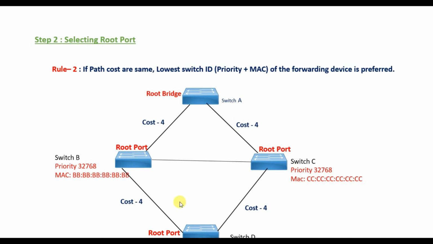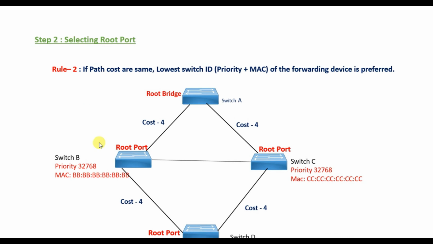For example, if I had used a Fast Ethernet link on this side and a Gigabit Ethernet link on this side, then my cost would be 4 here and 19 there. In that scenario, rule 1 would be applicable, and I could choose this port as the root port. But in this scenario, I have used Gigabit Ethernet on both sides, so the cost is the same. So rule 1 will not be applicable, and I'm going for rule 2.